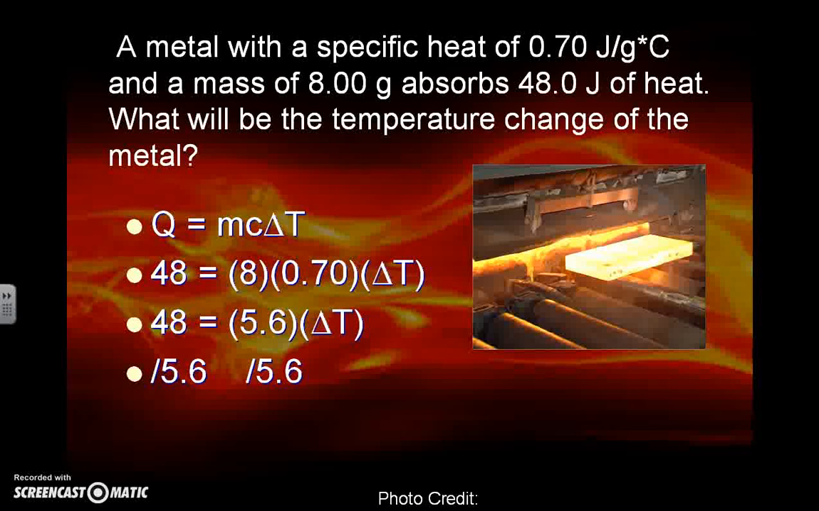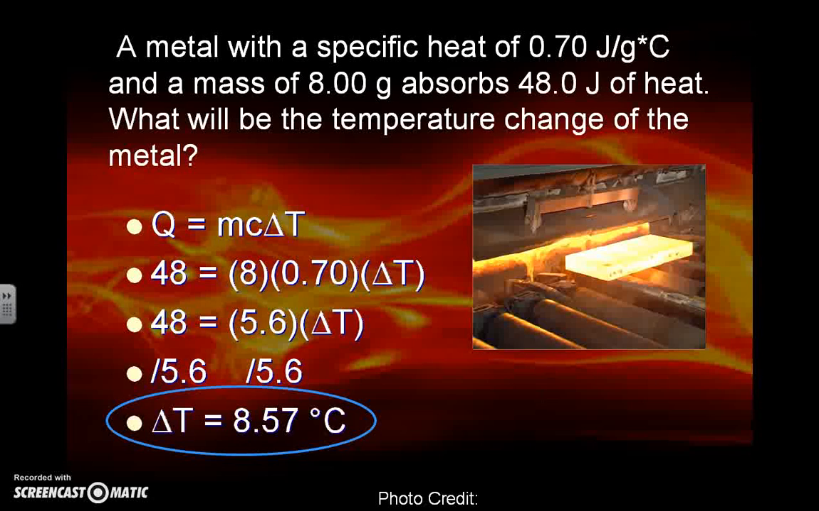So delta T is equal to, go ahead and make sure you realize this is going to go completely away. This is going to cancel. Delta T equals 48 divided by 5.6. Use a calculator, and you should come out with 8.57 degrees Celsius. That is the amount that the temperature is going to change for this metal when it absorbs this amount of heat.